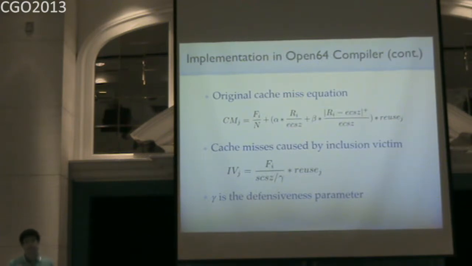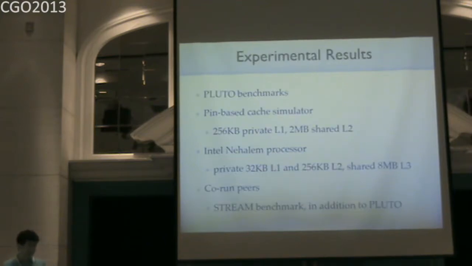So once we add this factor into the original CMJ equation, then the compiler works just as usual. It just finds the block size and minimizes the number of cache misses. But in this case, it also minimizes the number of inclusion victim misses. And it does so in conjunction with all the other transformations.